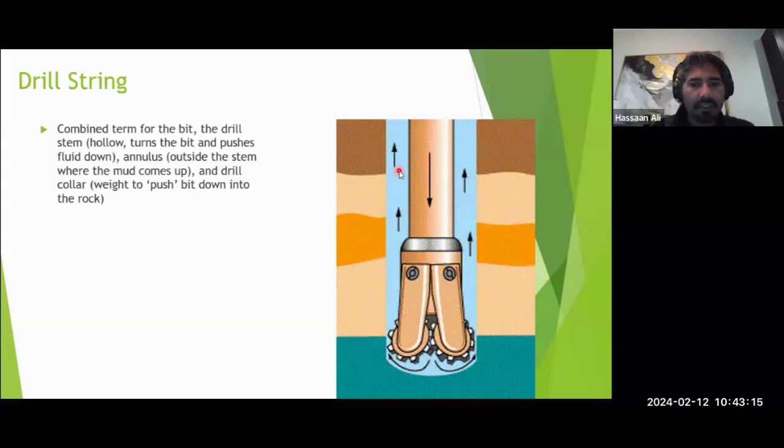Then similarly, your drill string or bottom hole assembly is just a combination of your drill bit and your drill stem. And one of the concepts that you will hear quite a lot about is the annulus. The annulus is just the space between your hole and your drill string. And that's where your mud circulation is going to happen. From here, the mud will go up to the surface to be cleaned, degassed and desilted.